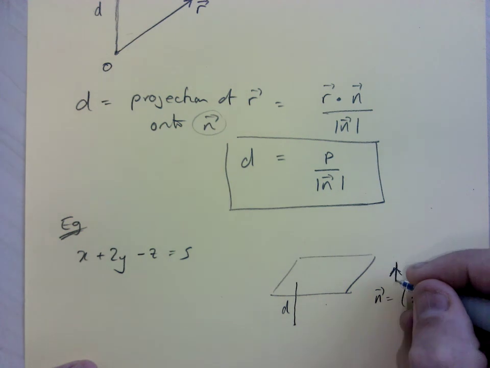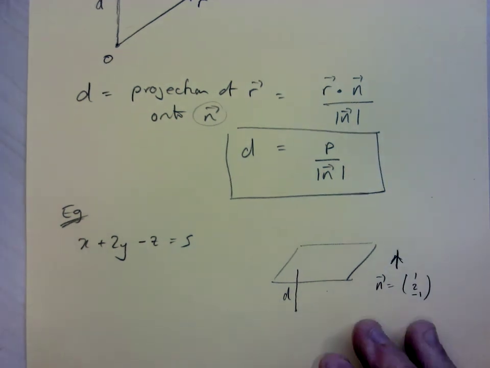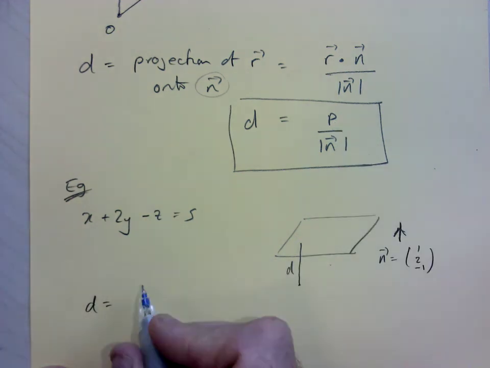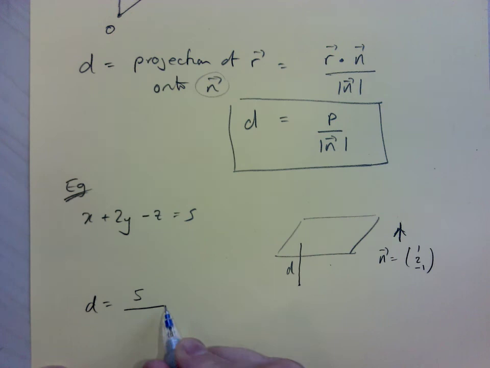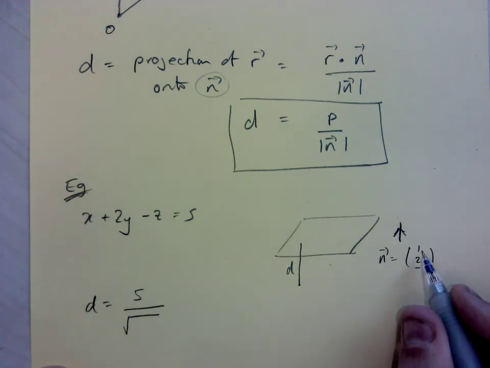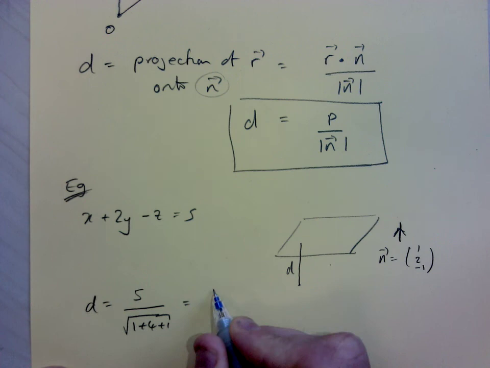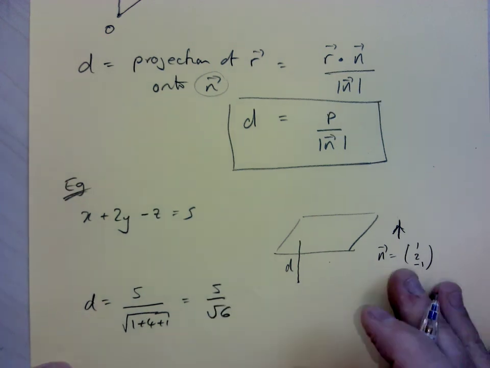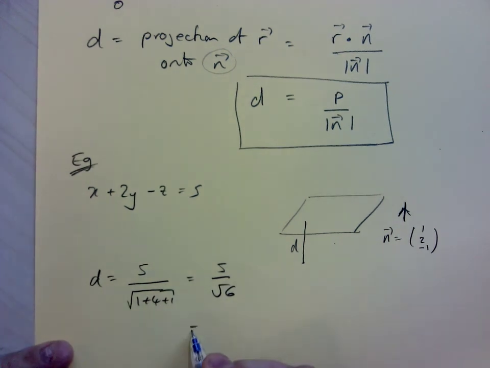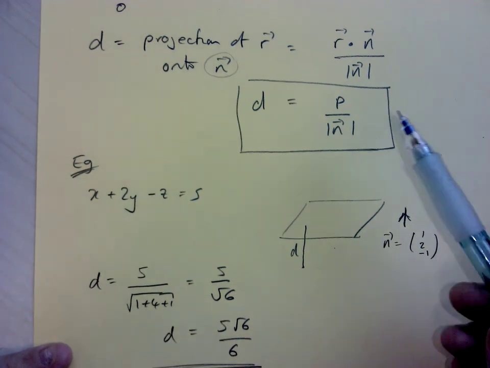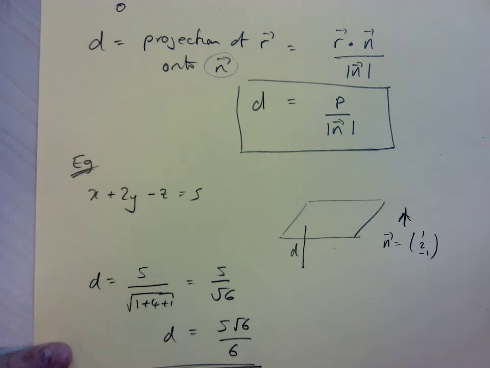That's a vector drawn there. Then I know that using my formula, distance is going to be equal to p, which is 5, over the magnitude of the normal vector. So 1 plus 4 plus 1 is 5 on root 6. If I rationalise the denominator, I get that to be 5 root 6 on 6. So using that formula, I can get these distances really easily.